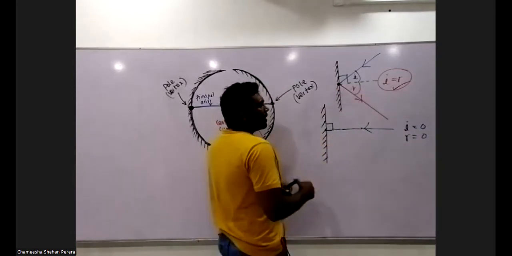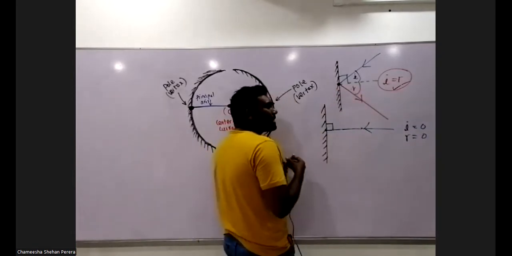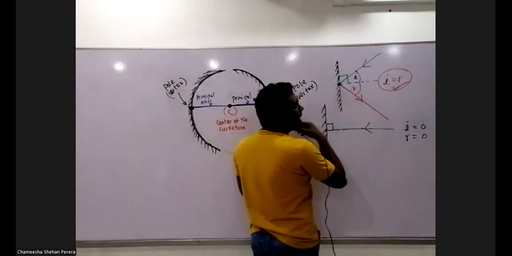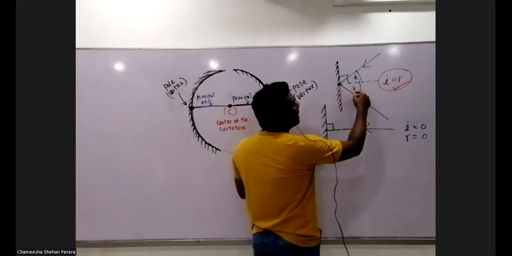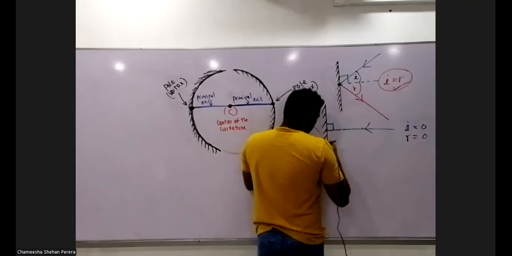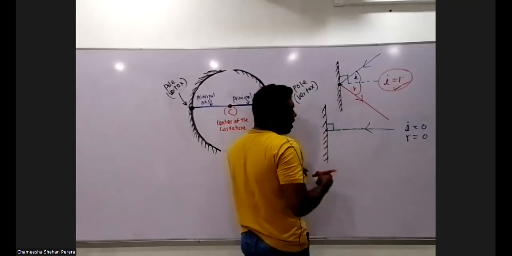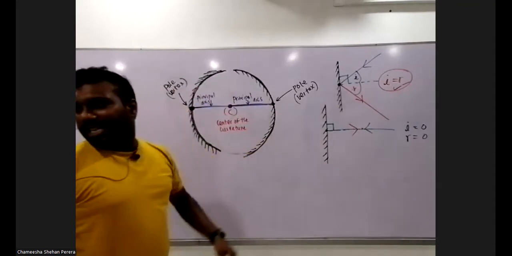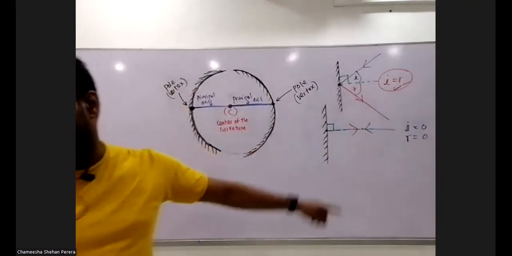So if the reflected angle is 0, there should not be any angle between the reflected ray and the normal. So then the reflected ray also should be going along the same path. Okay, so this was the reason, right?